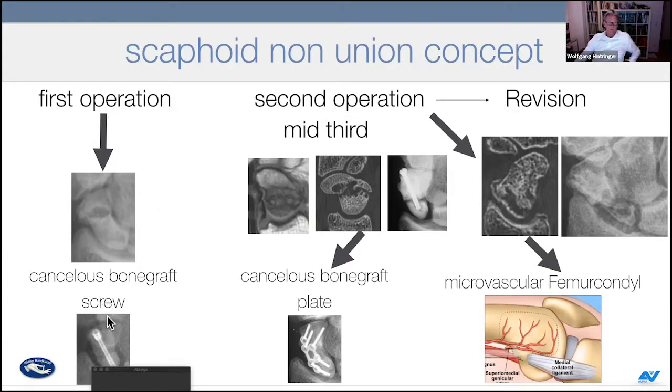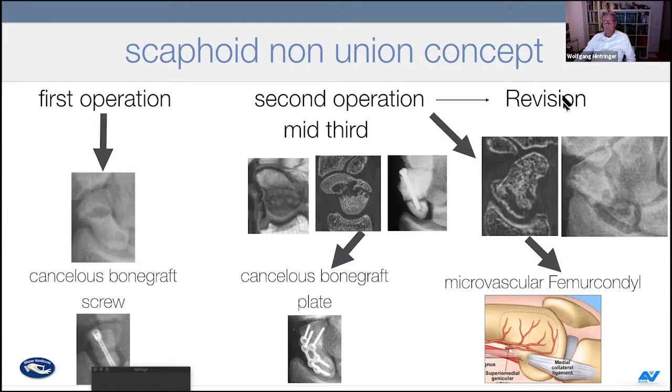If we have already a screw inside and we have good condition for the proximal fragment, even when we have a dense avascular proximal fragment or a gadolinium MRI verified avascular necrosis or the necrosis of the proximal pole, we go to a cancellous bone graft and a scaphoid plate. And I will show you later on how we do this method.